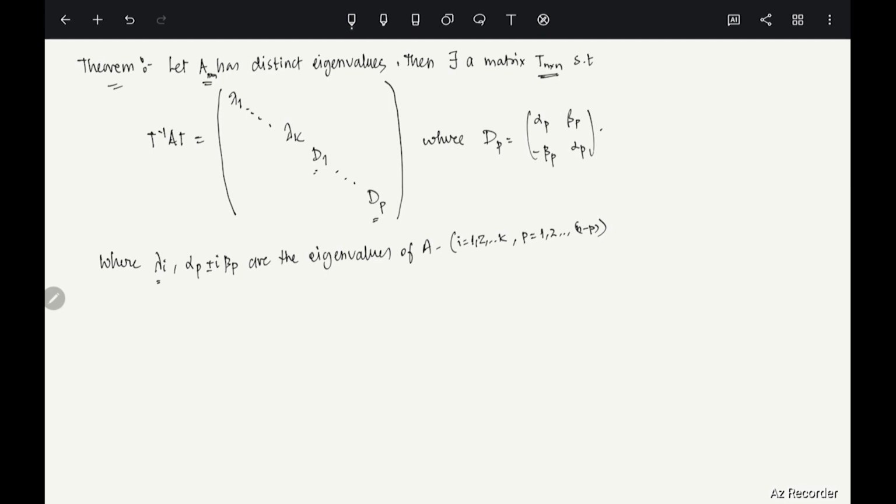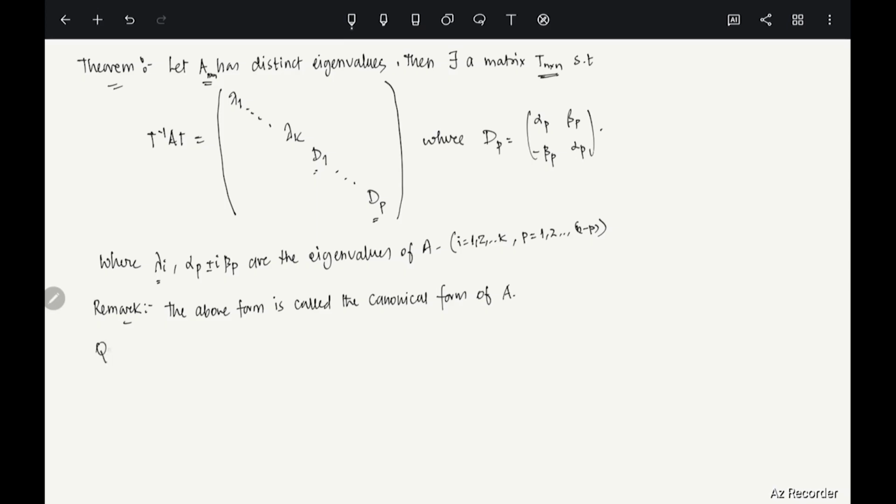Now this form, let me make a small remark here. The form which we got, the above form, is called the canonical form of A. What does it mean? It means that you can always have a change of variable which reduces a very complicated looking matrix to a very much diagonal-like matrix. Okay, right.